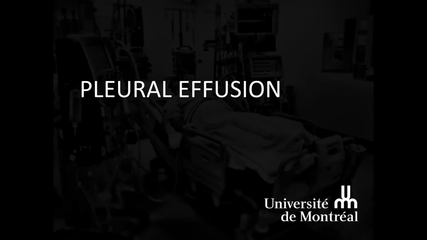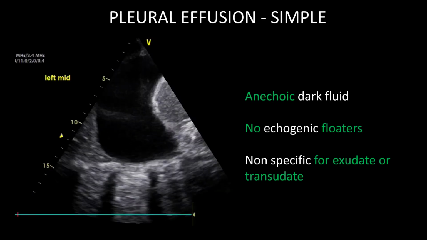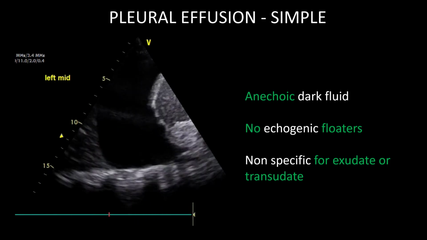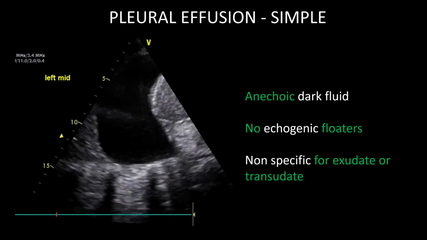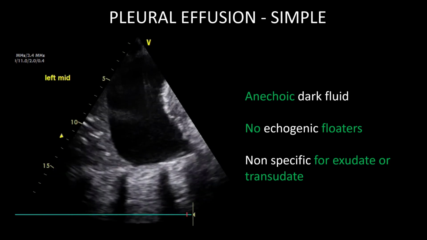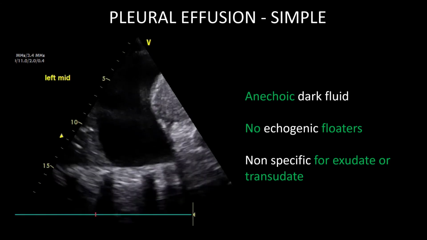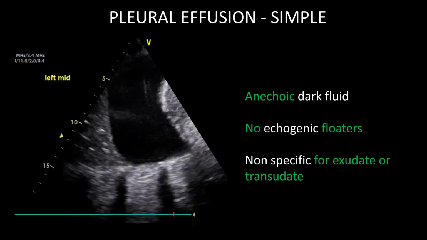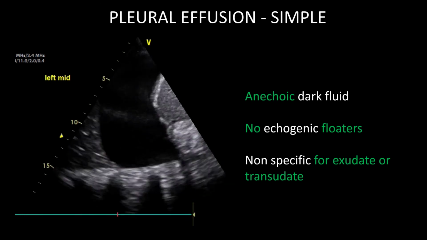The last section will talk about pleural effusions. Pleural effusions are a collection of fluid between the two pleural linings. As detailed in other videos, they are generally located in the posterior segments of the lung. They are generally circumscribed by the spine, the diaphragm, and collapsed lung. Most commonly, these are simple pleural effusions characterized by anechoic or dark fluid without any echogenic floaters, sediments, or strands.